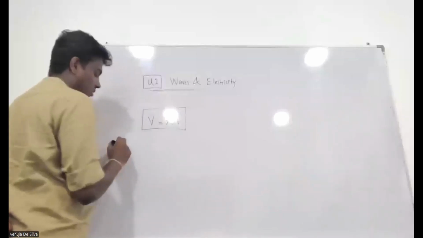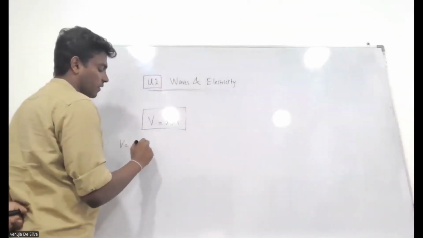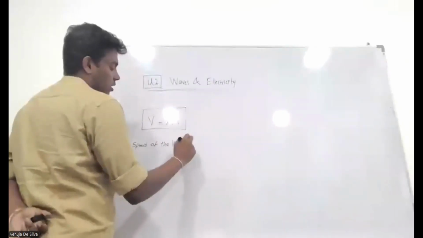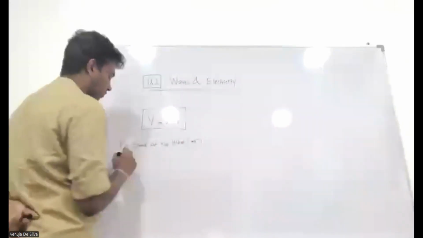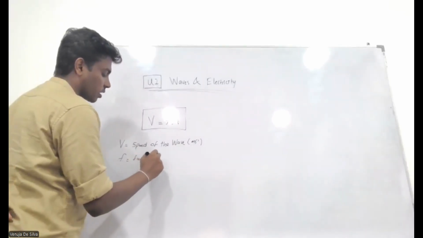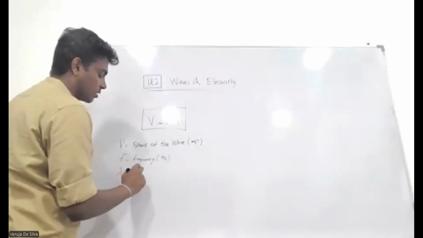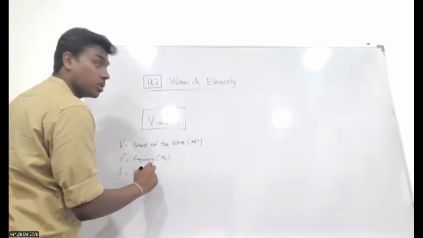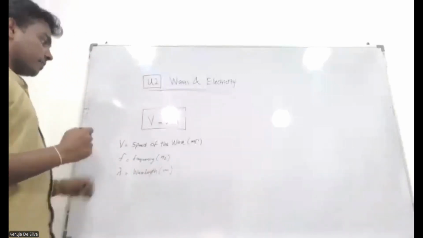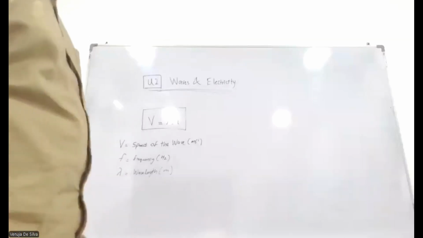v equals f lambda. v means speed of the wave, measured in meters per second. f means frequency, in Hertz. Lambda means wavelength, in meters. This is how you measure it. You might already know this. Copy it down.